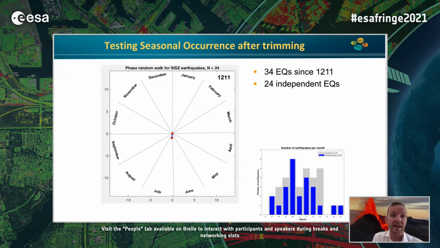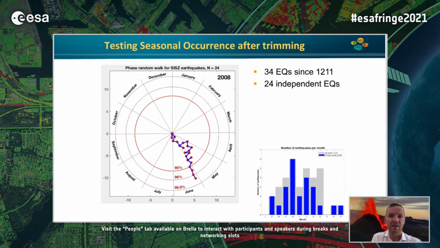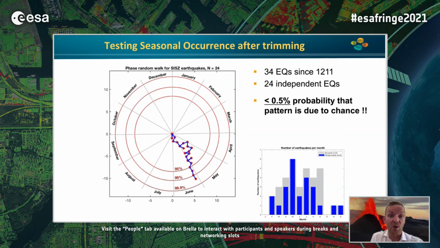You can look at a phase diagram random walk test, which is called Schuster's test, where you basically, for each earthquake, step in the direction of the season it occurs, and then you look at the significance level. So by doing that for these 24 independent earthquakes, we see that, in fact, there is less than 0.5% probability that the occurrence pattern that we see in South Iceland is purely due to chance. In other words, there appears to be some seasonal process that is affecting the timing of earthquakes, making them occur more in May and June than in other parts of the year.